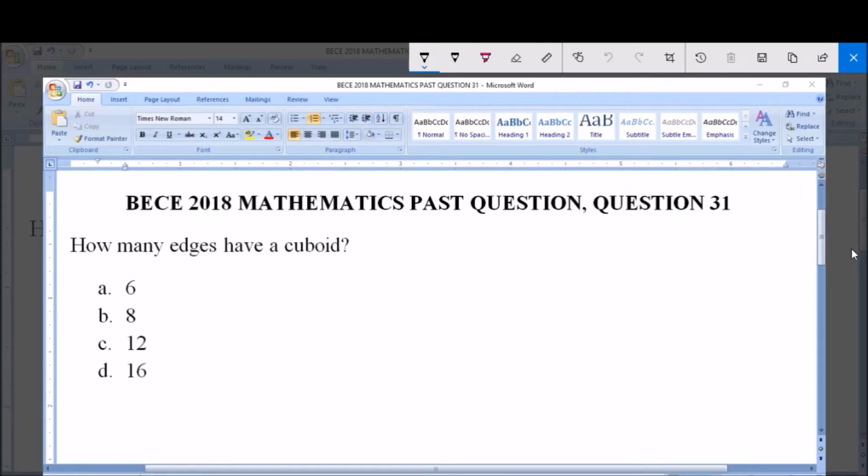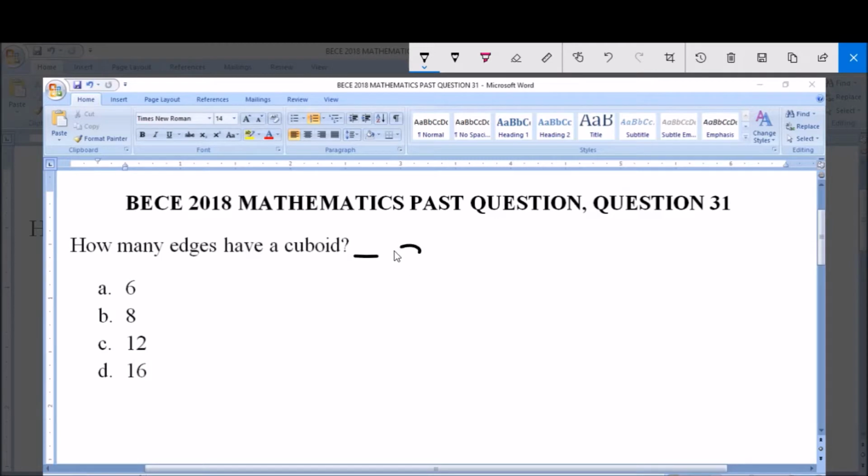Today we're going to be dealing with BECE 2018 Mathematics Past Question 31. How many edges has a cuboid? A 6, B 8, C 12 and D 16. So you're asked how many edges a cuboid has, and like we know, a cuboid is a what?